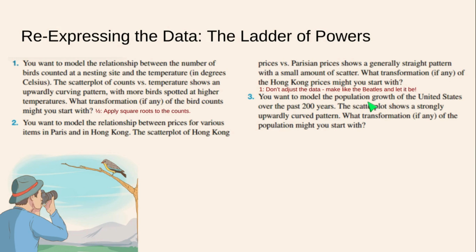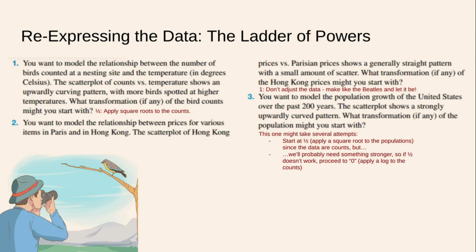So there's a couple of things we could do here. So this one may take several attempts. Let's just get that out of the way. Start at 1/2, we could apply square roots to the population since the data are counts, but since these are really, really, really big counts, we want something that's going to take really, really big numbers and make them small, all right? So we'll probably need something stronger. So if 1/2 doesn't work, we would proceed to 0, we apply a logarithm to the counts, and that'll work out just fine.